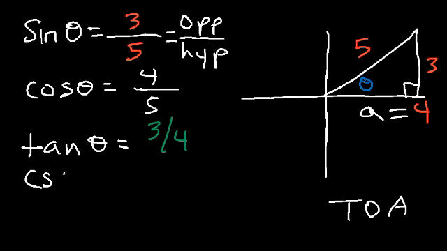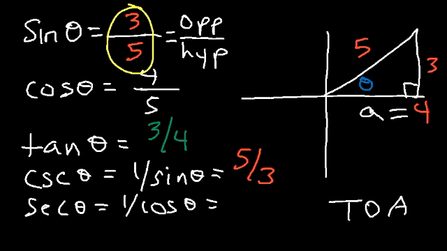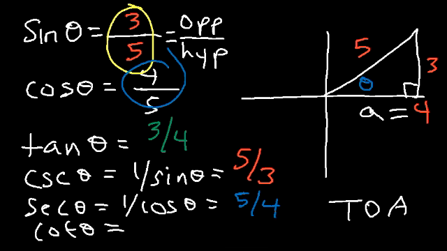Now what about cosecant theta? What is the value of cosecant theta? Remember, cosecant is 1 divided by sine. So it's the reciprocal of 3 over 5. So cosecant theta is 5 divided by 3. Now what about secant theta? Secant is the reciprocal of cosine. So if cosine is 4 divided by 5, secant is 5 over 4. Now what about cotangent theta? Since tangent is 3 over 4 and cotan is 1 over tangent, cotangent is 4 divided by 3.